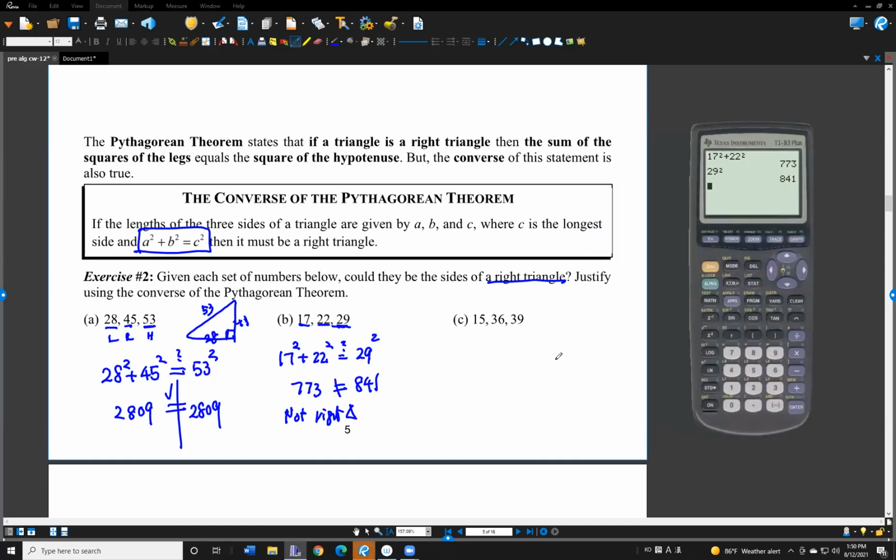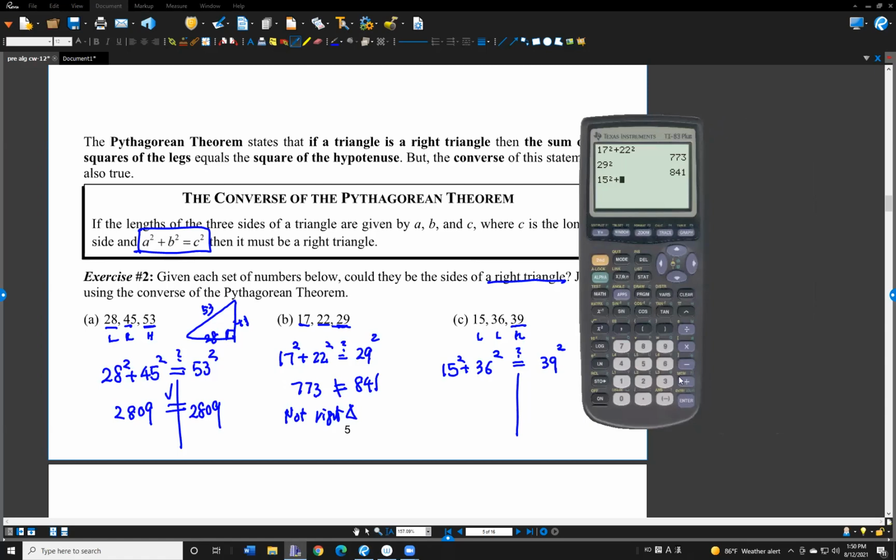Are you guys with me? Okay, now check it out. Can these three sides form a right triangle? The longer side will be the hypotenuse, and the other ones are the legs. So 15 squared plus 36 squared equals 39 squared. Check it out. 15 squared plus 36 squared equals how much? 1521. 39 squared will be 1521. Very close. Is this true or false? How do you think? True. They are equal.